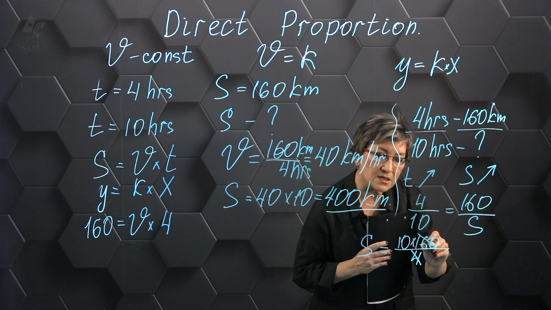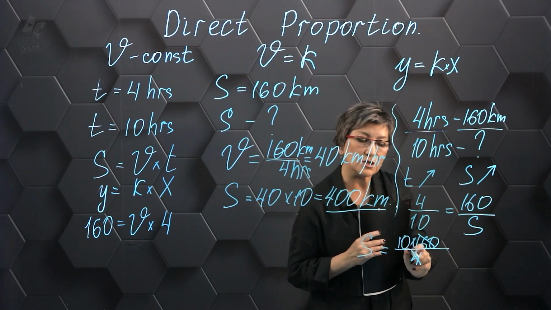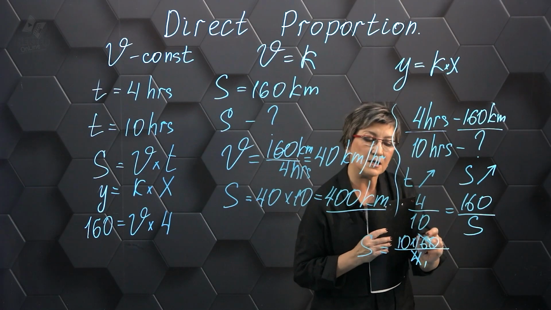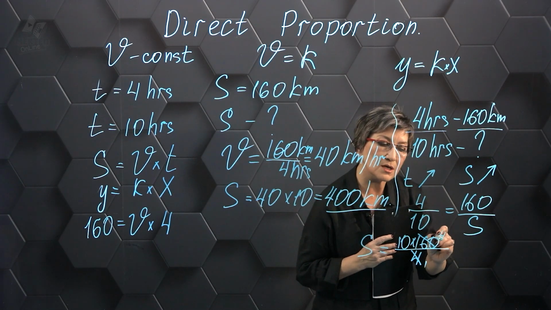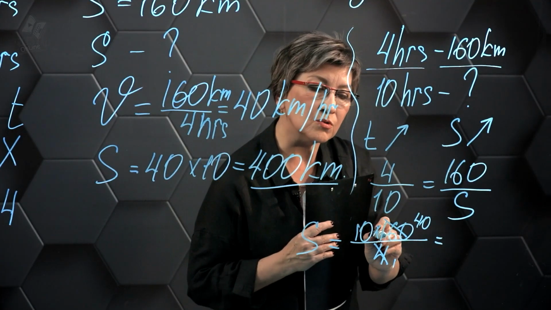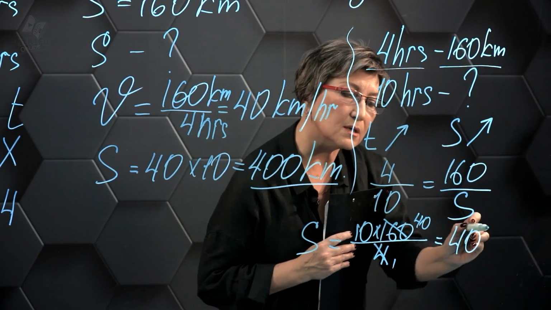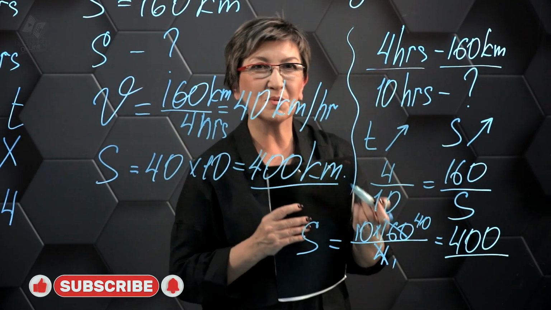4 and 160, I can divide by 4. 4 divided by 4 is 1. And 160 divided by 4 is 40. 10 times 40 is 400. As you can see, we got the same answer.